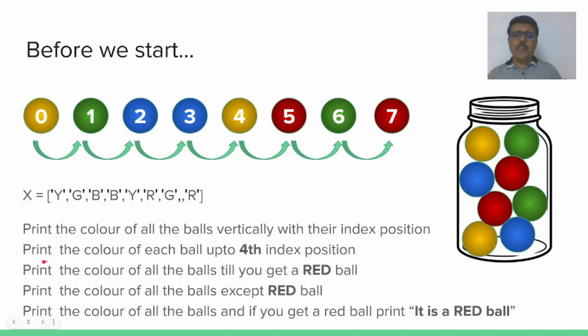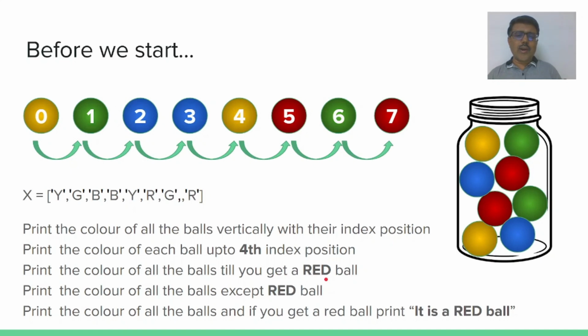And here, as I mentioned, suppose the question is about the fourth index, this is the fourth one. So up to this also I'll be able to do it. So this is the second one. The third scenario we looked at is what? I keep on taking the balls until I get a red color ball. That means once the red color ball comes, I'll not continue to pick up the rest of the balls. So print the color of all the balls till you get the red ball.